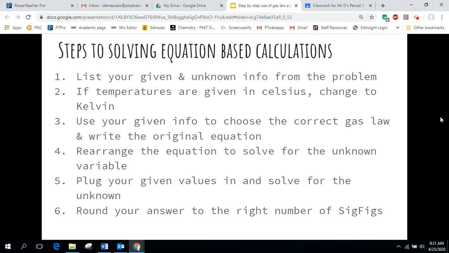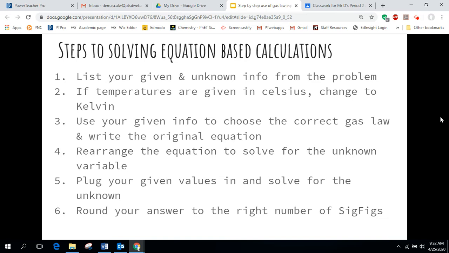So the first step is you always want to list what you're given and what the unknown is based on the problem. If you have temperature, so number 2 isn't always required, but if one of the givens is a temperature, you need to change Celsius to Kelvin automatically. You're going to make a little list of your values. If a temperature is there in Celsius, add 273, change it to Kelvin right away.